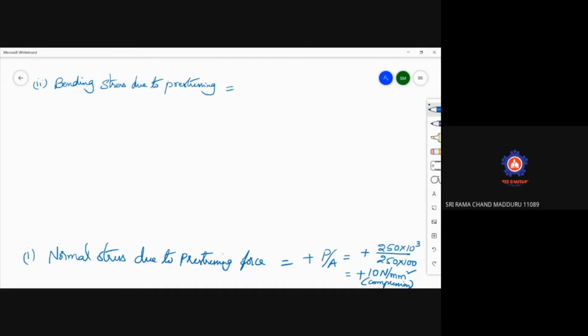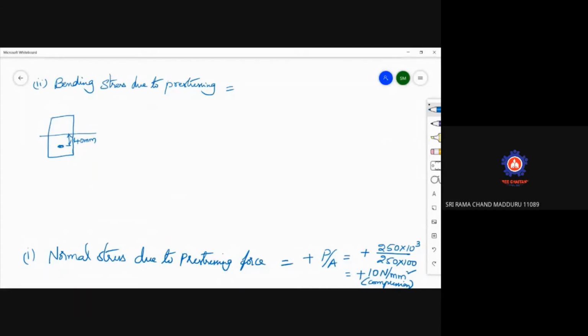So when it is located at an eccentricity of 40 mm, here this is a cross section of the beam. So this is our neutral axis. So below the neutral axis, this is 40 mm. Actually, it is not given in the question properly whether it is above the neutral axis or below the neutral axis. Now I am taking it as below the neutral axis. But in general, it is related to below the neutral axis only.